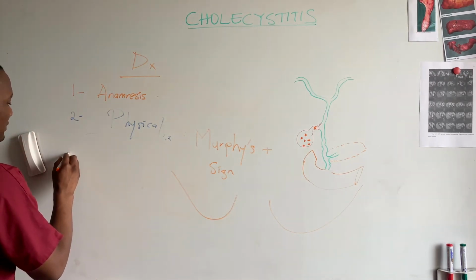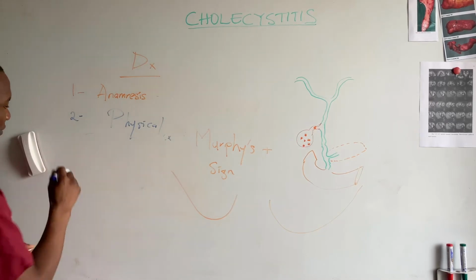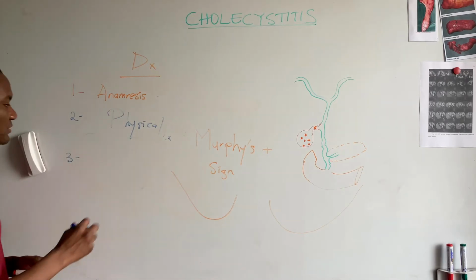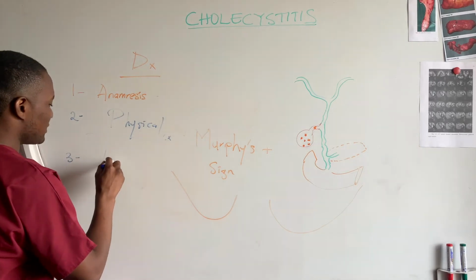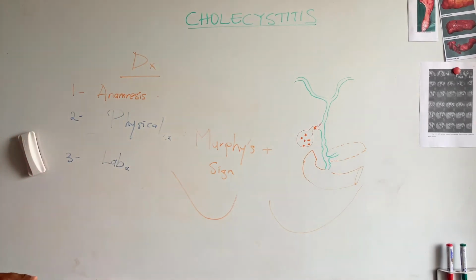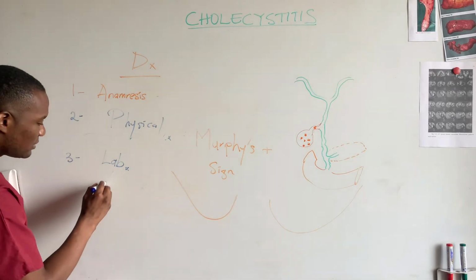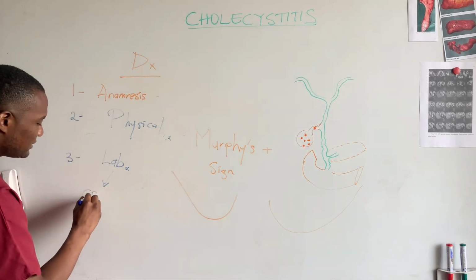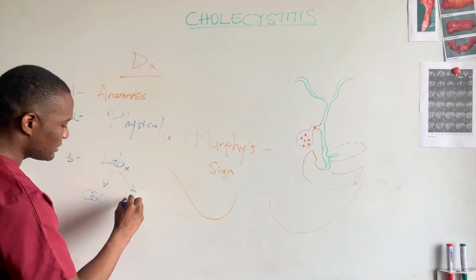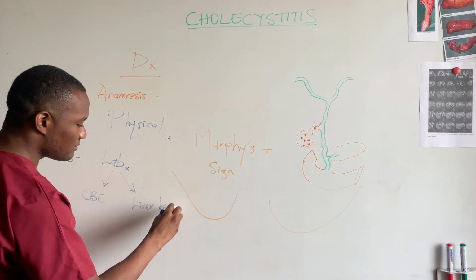So number 3, after your physical examination, we have to talk about the lab exams. So, laboratory examination. For your laboratory examination, we'll talk about the CBC, which is the complete blood count, and liver biochemistry, biochem.